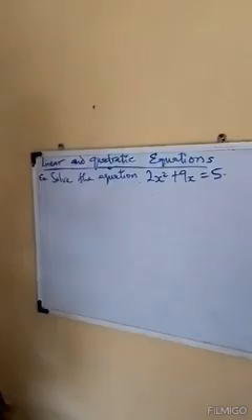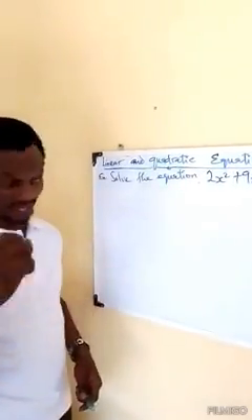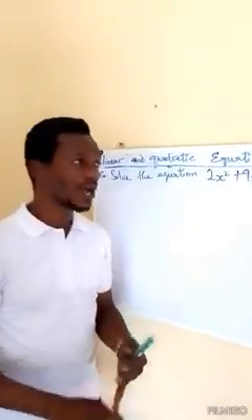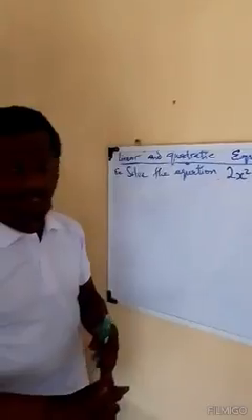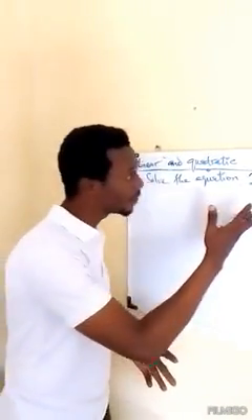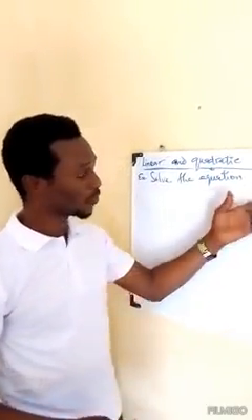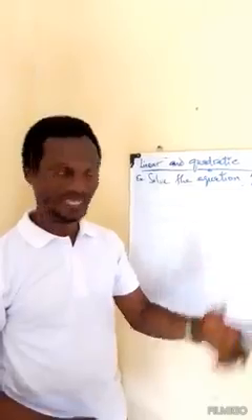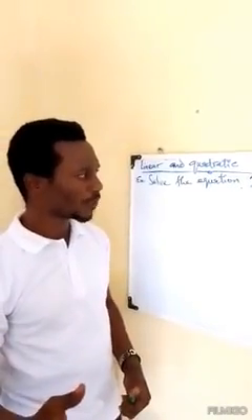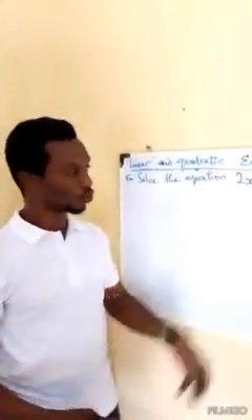Now, I want you to know that there are different methods used in solving linear and quadratic equations, especially quadratic equations. We have the factorization method, the substitution method, the elimination method, and we can use a graph to solve this very case. We can also use the completing the square method. And again, we can also use Cramer's rule, using determinants and matrices, to solve this very case.